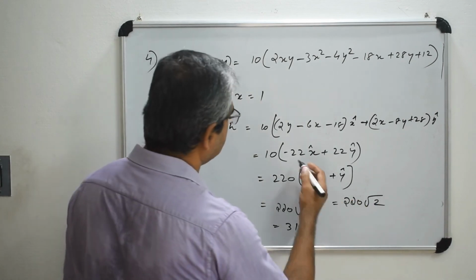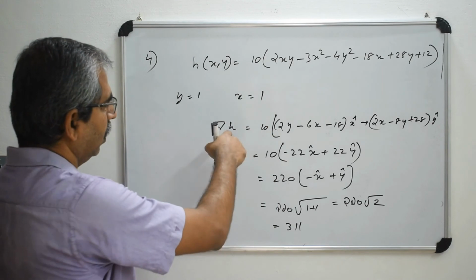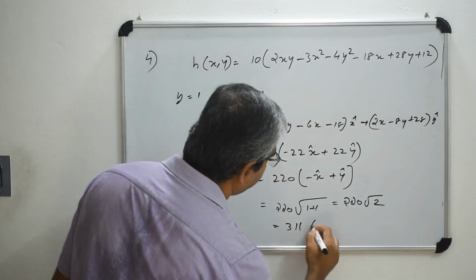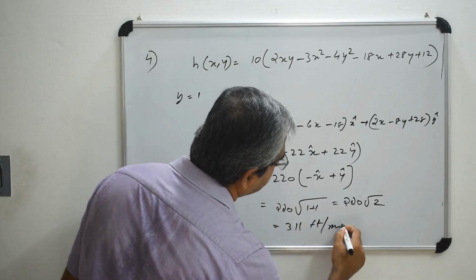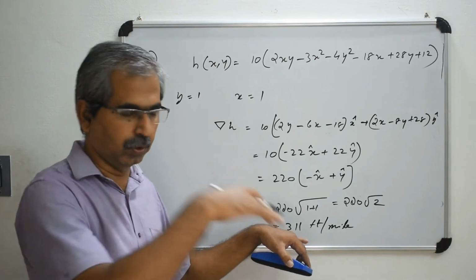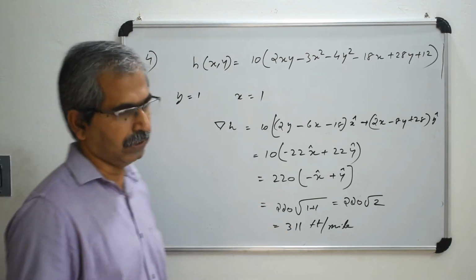You can say the unit is there, that is, this is the slope. Okay, that is dou h by dou x and dou h by dou y. So that will be feet per mile. That means per mile, this will be the slope. Okay, this is the steepness of the hill, 311 feet per mile.